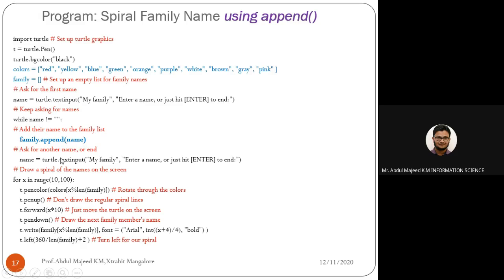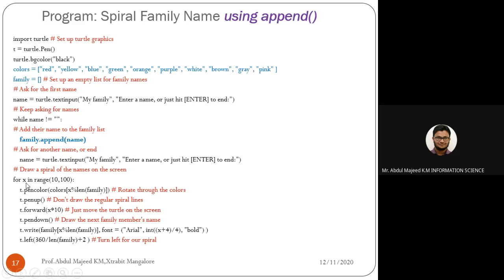Then we are asking again, my family, enter name, or just hit enter on blank. So if you want to add a new name to this list, you can enter new family members' names. If you want to stop, then just press the enter key. So you can give any number of names of your family members. Or if you want, you can give all the names of your friends, no problem.